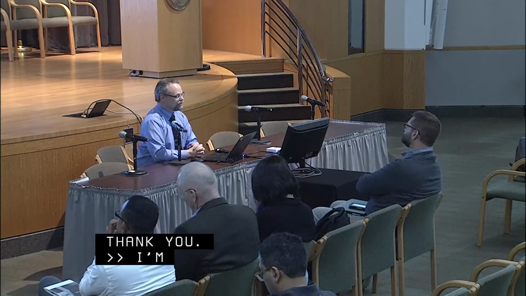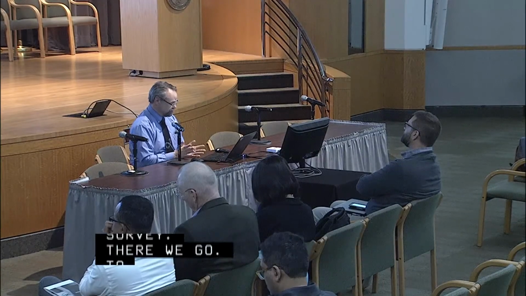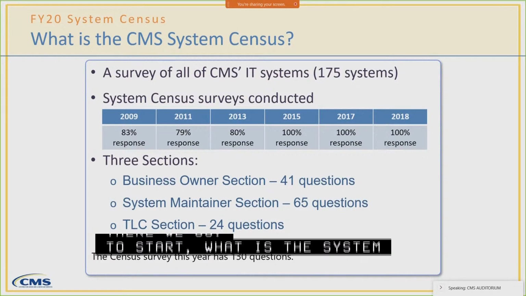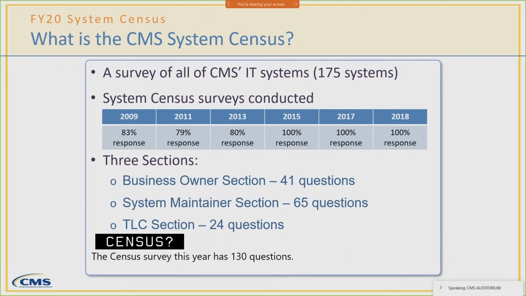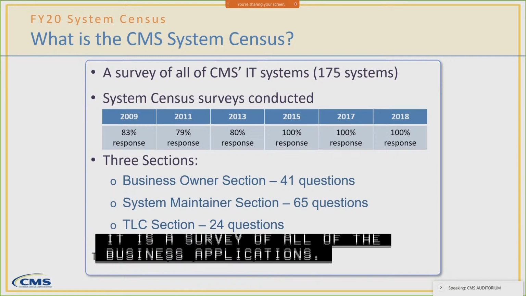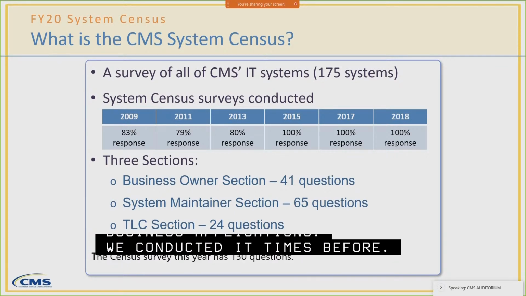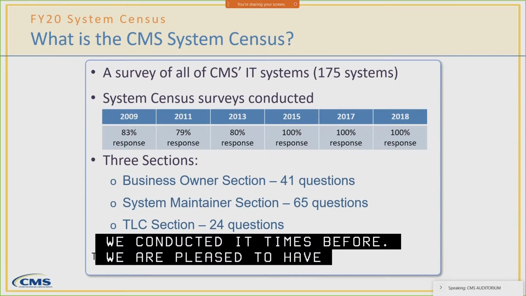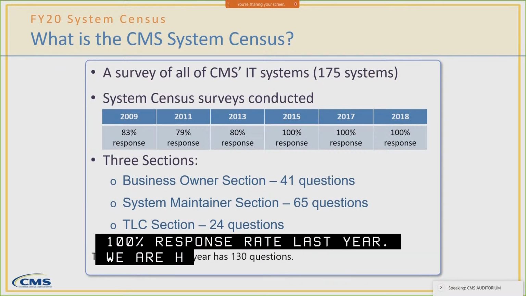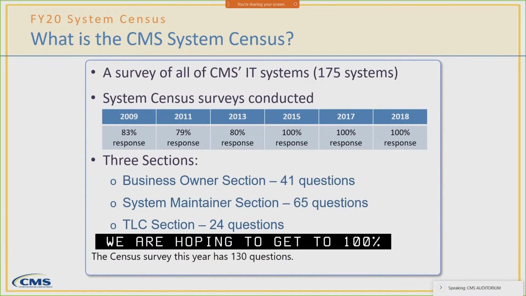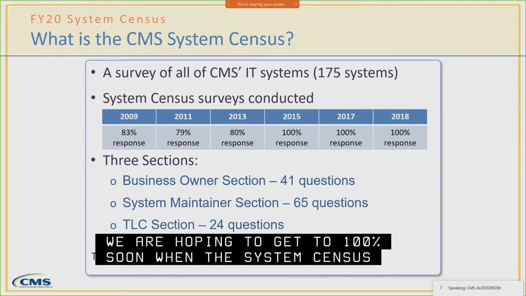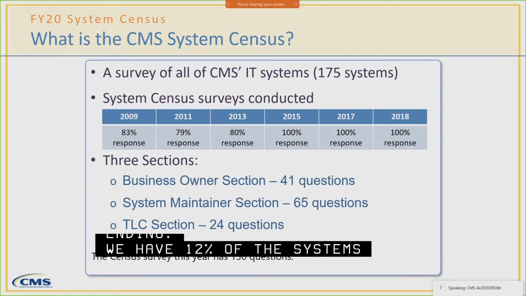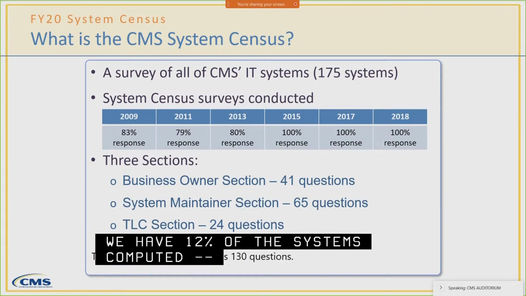So just to start, we should start with definitions. What is the CMS System Census? It is a survey of all of CMS's business applications. We've conducted this survey several times before in 2009, 11, 13, 15, 17, and last year. We are pleased to have achieved a 100% response rate last year and the last few years, and we're hoping to get to 100% soon. The census is going on right now, and we have 12% of the systems completed, with about 78% of the systems actively participating in the survey right now.